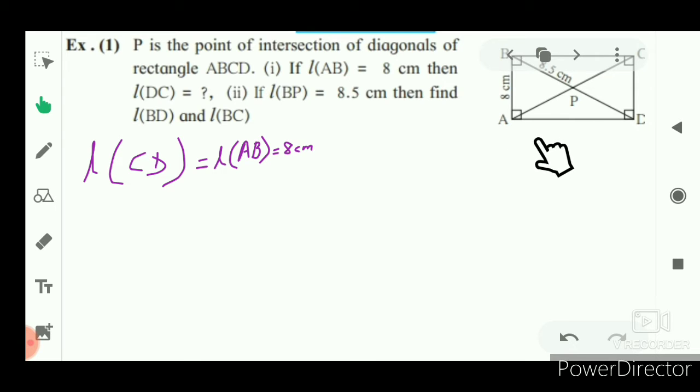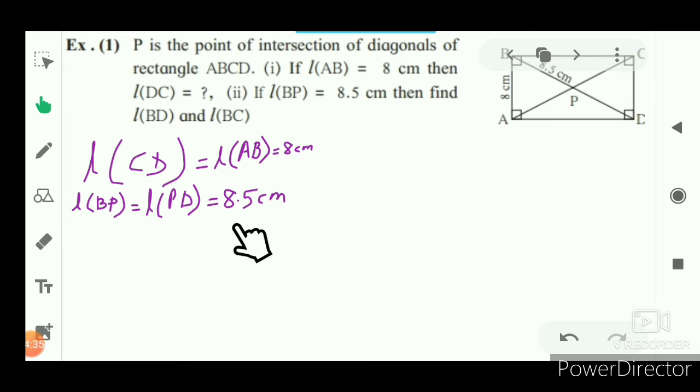First of all, we know that the diagonals of a rectangle are bisectors of each other, meaning they cut each other into two equal parts. It is a property of a rectangle that the diagonals bisect each other. So here the length of BP will be equal to the length of PD, and that is given as 8.5 cm. So we have found this length PD as 8.5 cm.